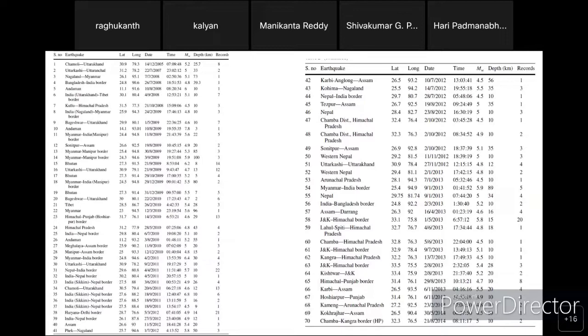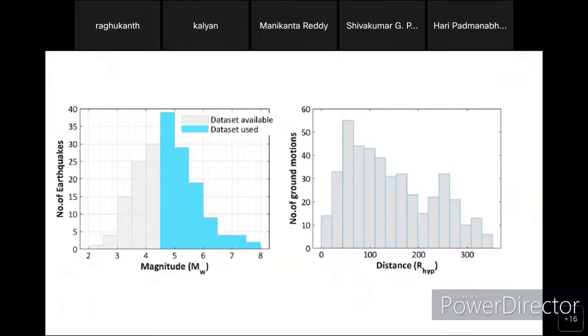So these are 328 ground motion parameters. Can you reduce the dimension? That is the question we are asking. Linear analysis. So these are the data sets, the histograms and other things also.